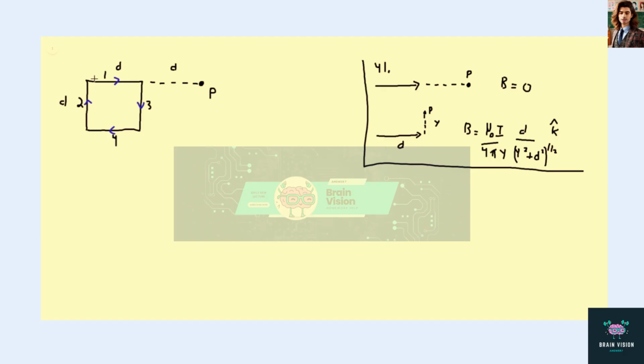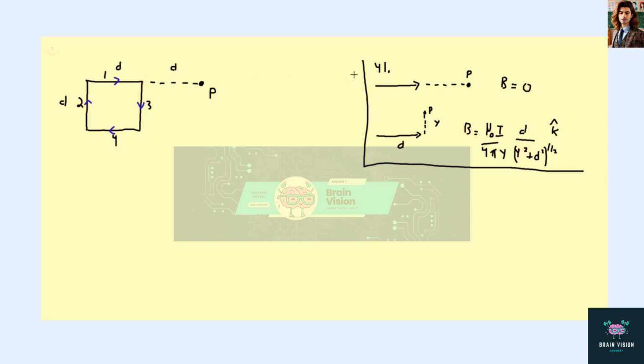So the problem's over here on the left. We have a square loop with current I flowing through it clockwise like this, and we want to find the magnetic field due to this loop at point P. The square has sides of length d, and point P is an additional distance d away from the edge of the loop over here.